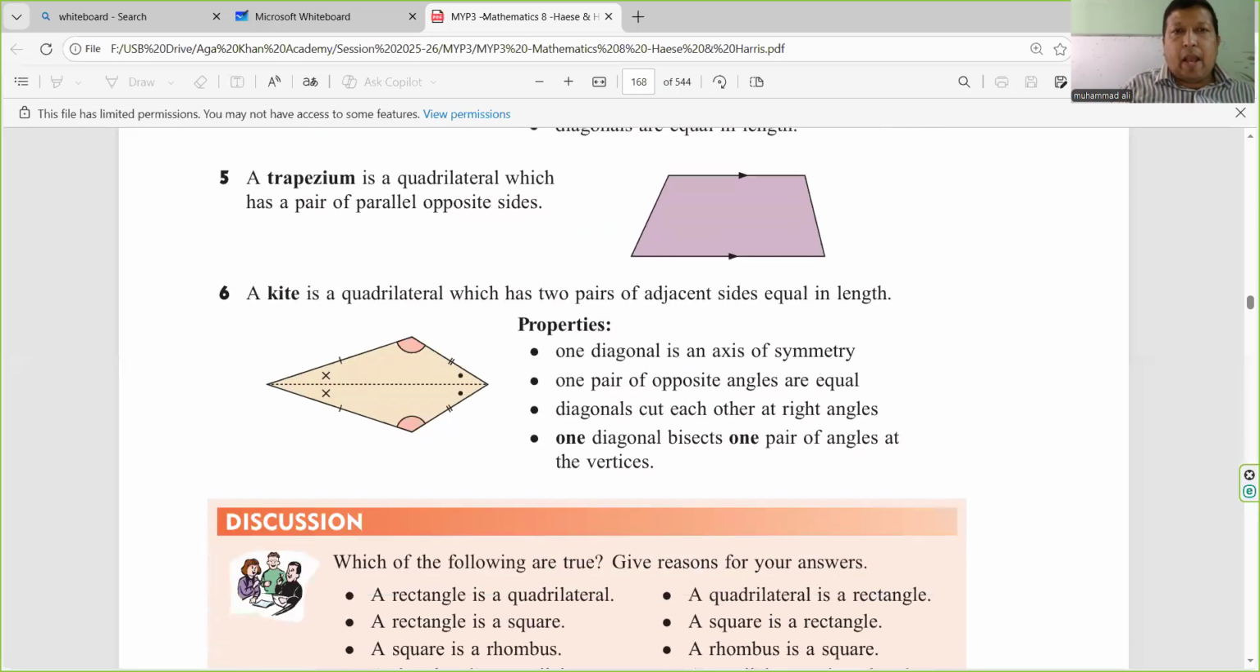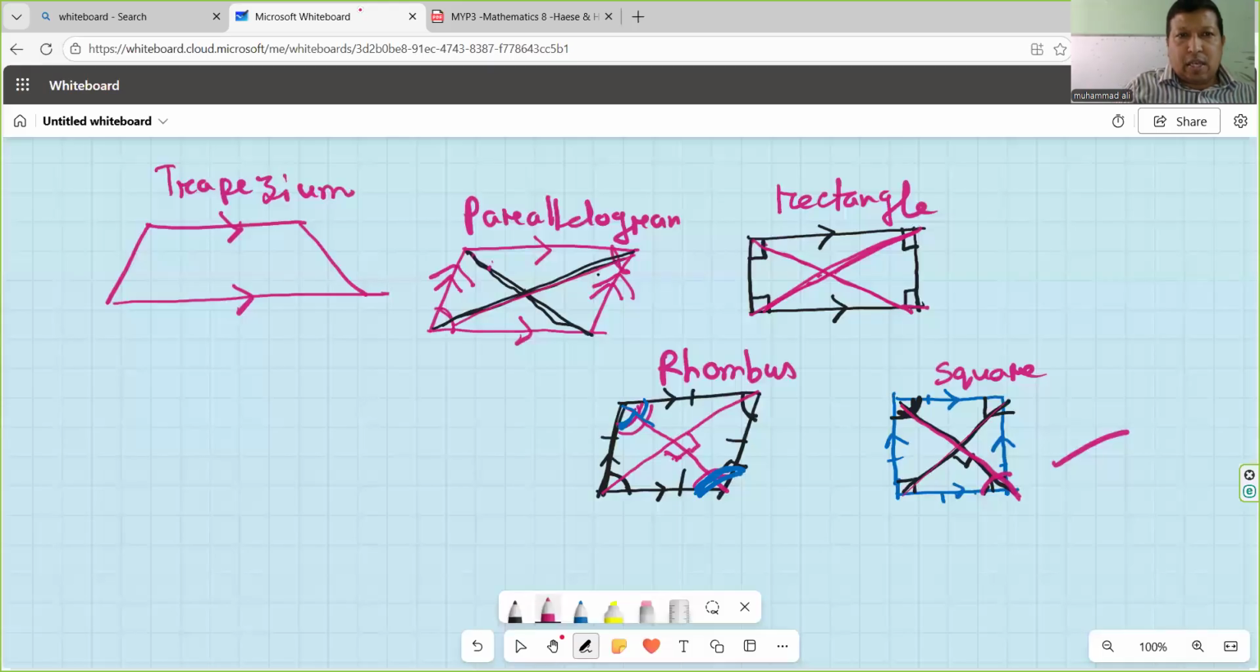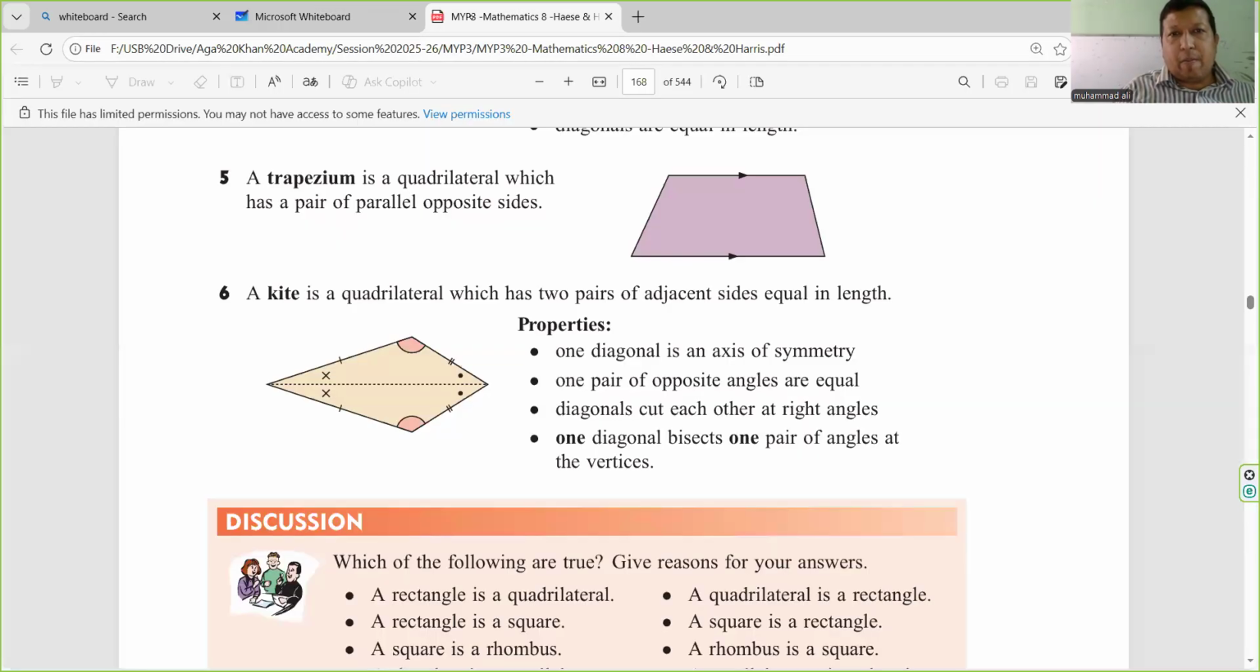Now the kite. A kite is a quadrilateral which has two pairs of adjacent sides equal in length. Let me draw. This is 1, 2. These two sides are equal. These two sides are equal. So those two pairs of adjacent sides are equal in length.